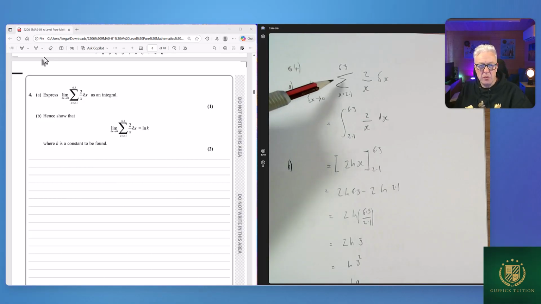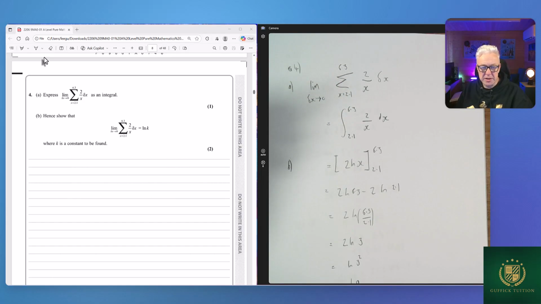So basically we've got this summation sign, and I think the mistake that sometimes students make is they mix this up with geometric series and arithmetic series. But actually what this is, it's kind of integration from first principles.